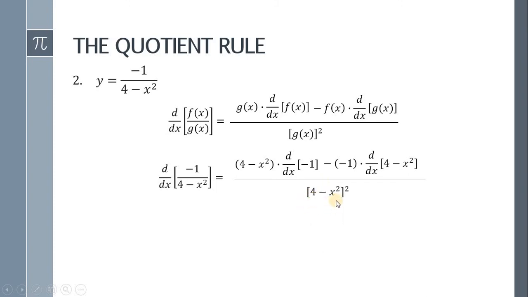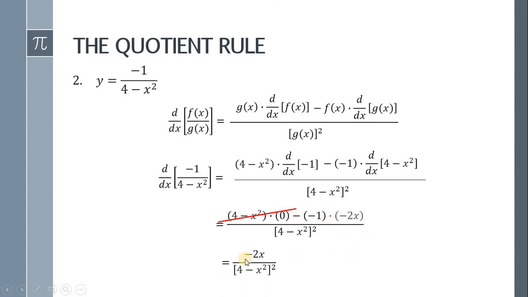Square the bottom, we have 4 minus x squared raised to 2. Simplify natin. We get 4 minus x squared times 0 minus negative 1 times derivative nung 4 minus x squared or simply negative 2x all over 4 minus x squared raised to 2. Now, simplify natin yung numerator. Ito ay cancel lang, and we get negative times negative 1 times negative 2x or simply negative 2x all over 4 minus x squared raised to 2. And this is our y prime, and we're done.